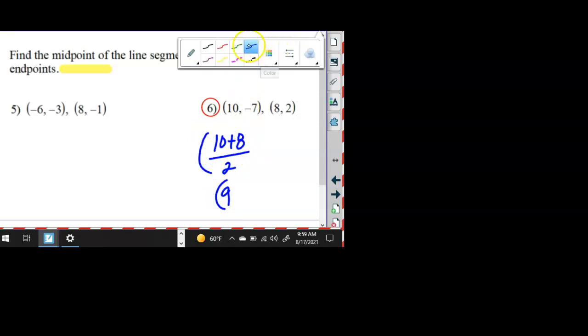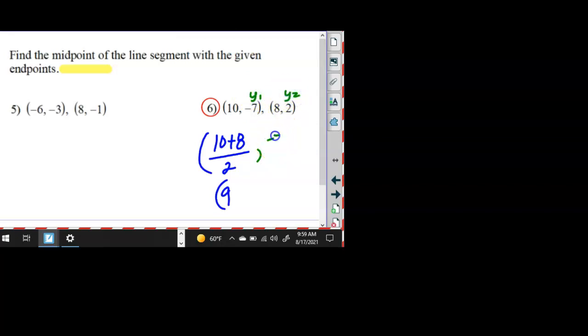And then if I switch to green for the y's, these are y1 and y2 back here. So we'd have -7 and 2. Now, if you did that on the calculator, it would only divide in order, -7 plus 2 divided by 2 without any parentheses. You'd get -6 because it would only divide the 2 by 2. We want to add and then divide by 2. So we would get -5 halves or -2.5.